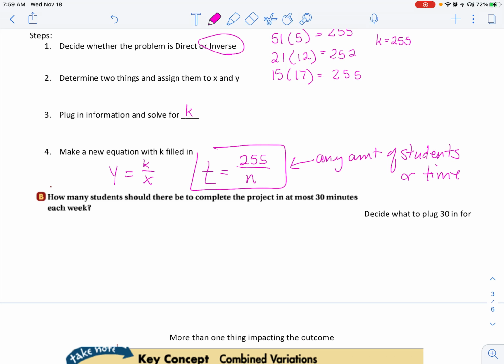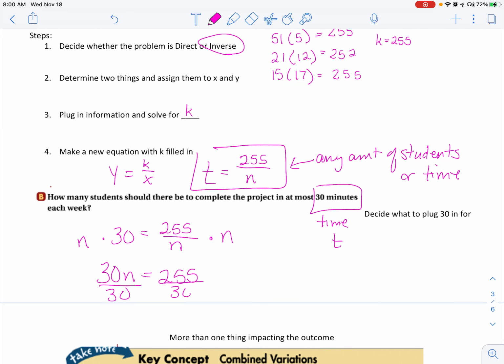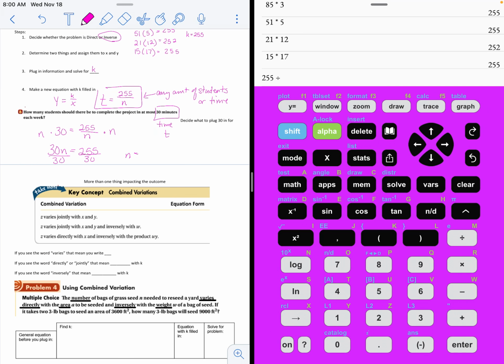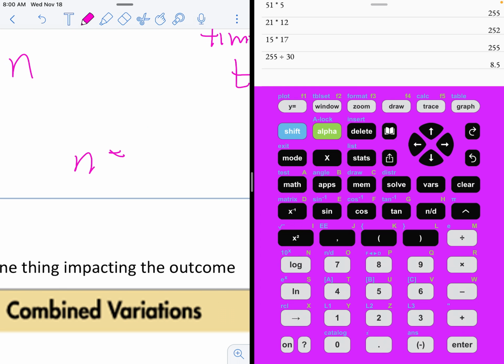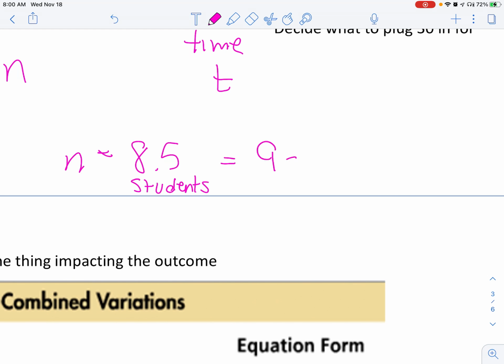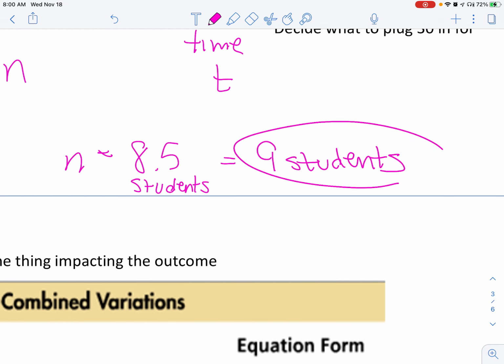So it says how many students should there be to complete the project in 30 minutes? So 30 minutes is a time. That goes in for T. So I do 30 equals 255 times N. Move the N to the other side. So 30N equals 255. Divide by 30. People always hate it when the variable's in the denominator. It's like a freak out moment. So 255 divided by 30. Come here, calculator. 255 divided by 30 is 8.5. So we're going to need 8.5 students. And while I know sometimes we have a very sleepy student and sometimes they're half here, we're just going to say we're going to need 9 students. I would prefer if a full student came, not just half of them.